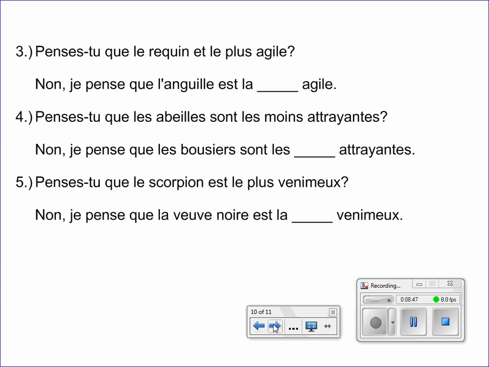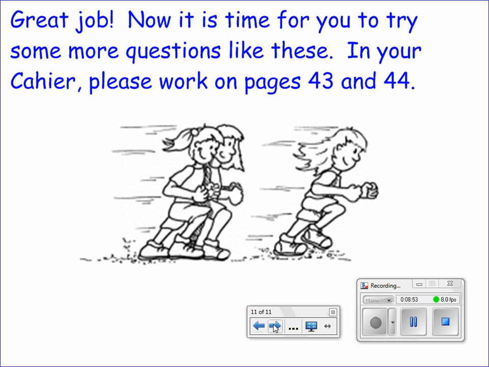All right, and we will take up these answers, plus of course the answers from the previous activity in tomorrow's class. And after we do that, I'll give you some time to work on a couple of pages from your cahier. But until we meet in tomorrow's class, this concludes today's video.